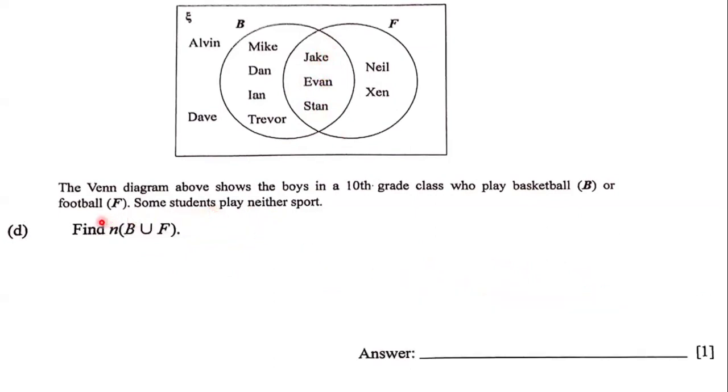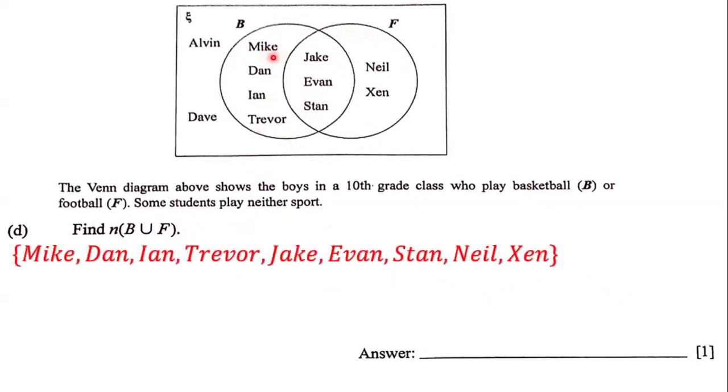Next, the question says, find the number of elements in B union F. So we're not looking for the intersection, we're looking for the union now. And the union just means all of the elements that are in set B and all the elements that are in set F combined, but no repeats. And so that would be Mike and Dan and Ian and Trevor and Jake and Evan and Stan and Neil and Zen. These are the elements of B union F.